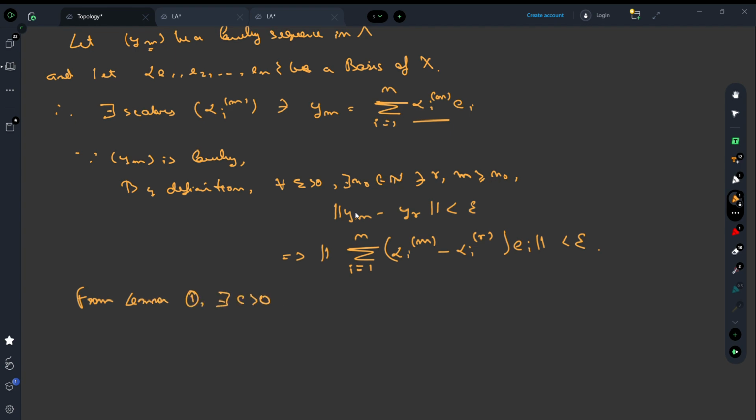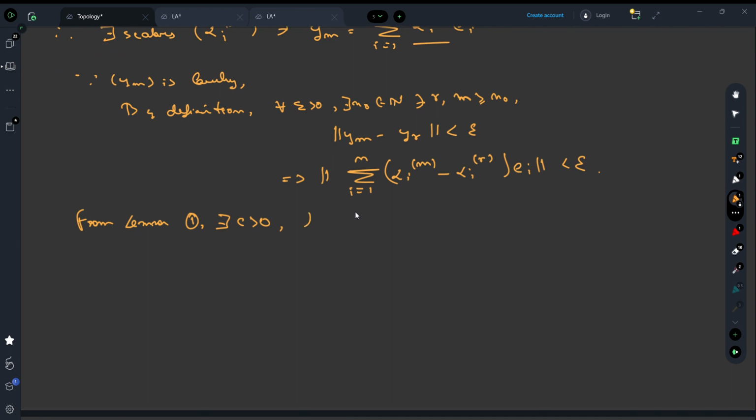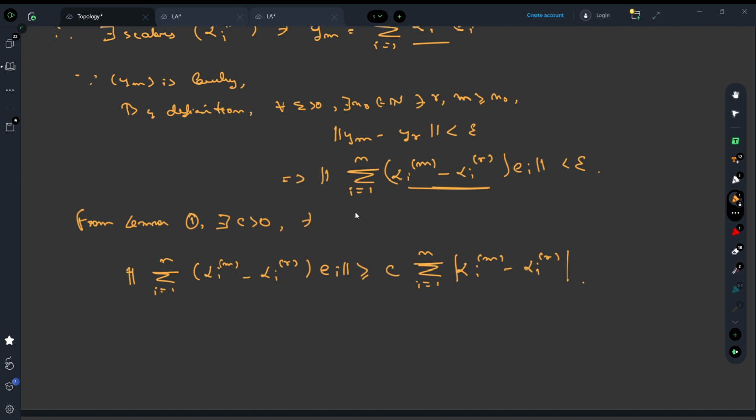But this is greater than or equal to, from Lemma 1, there exists a C greater than 0 such that the norm of the summation i equals 1 to n, because these are scalars as well, of (alpha_im minus alpha_ir) times e_i, is greater than or equal to C times the summation i equals 1 to n of the modulus of alpha_im minus alpha_ir.